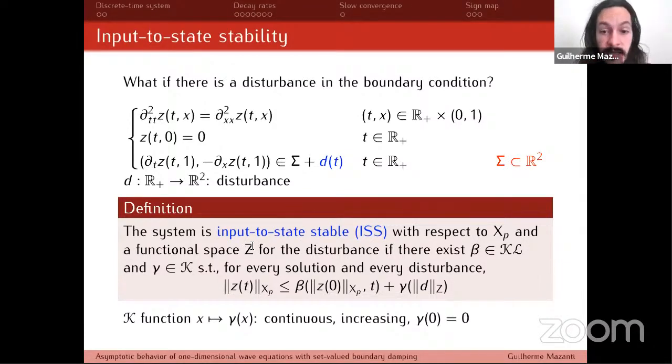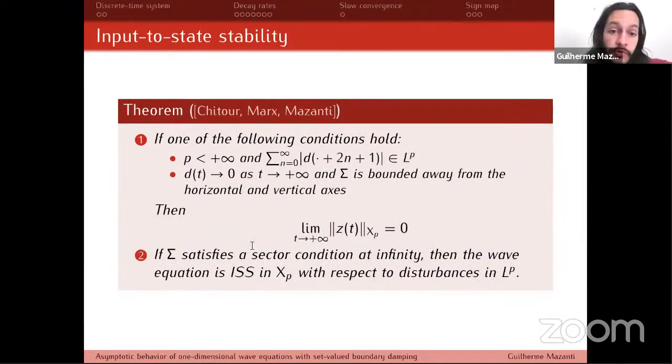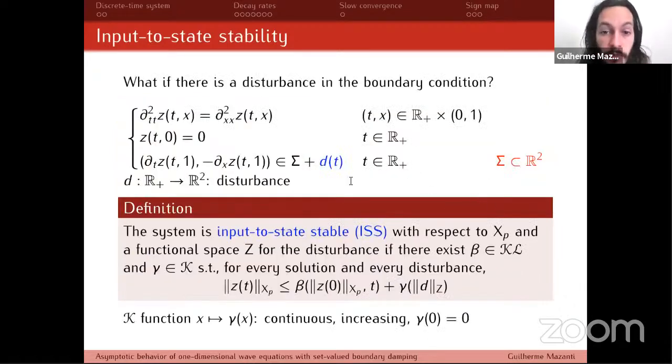And all I want to say is that we can apply our formalism also to this case and give a precise notion of solution, show that we have existence and uniqueness of solutions, and show results, for instance, guaranteeing that even in the presence of disturbances, our solution converges to zero if the disturbance converges to zero and is well behaved in a certain Lp space. And if you have a certain sector condition at infinity, then we have more than just convergence to zero. We have input to state stability with respect to disturbances in Lp. Okay, so this is just to say that this framework can also be applied to these more general boundary conditions with disturbances, and it can answer the typical questions that we have when we consider this kind of problem.